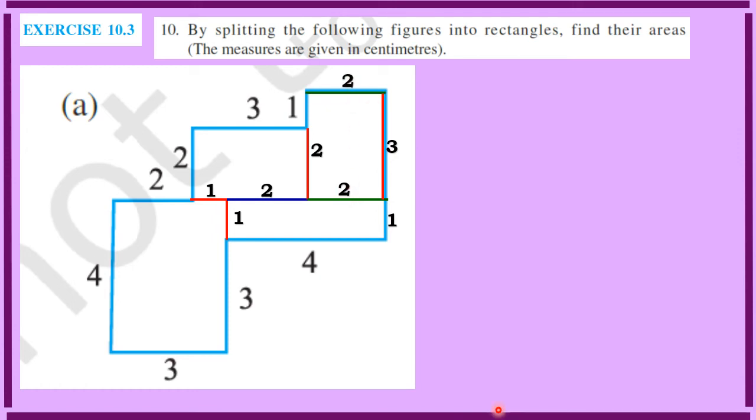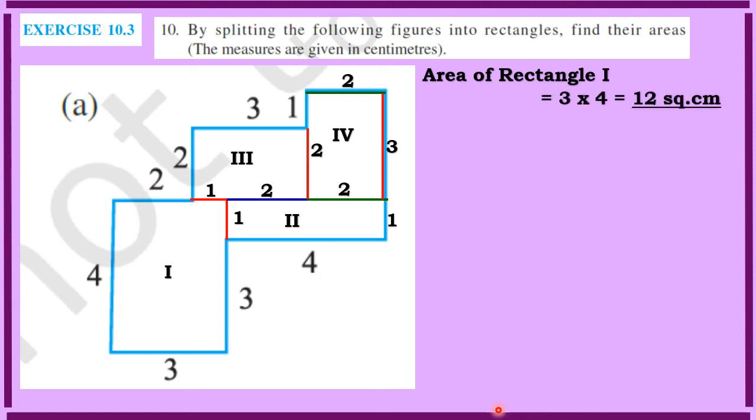Okay. Now how many rectangles are there? 1, 2, 3, 4. Now we will find the area of each of the rectangles. So area of rectangle 1, 3 into 4, 12 square centimeter, because 3 into 4. Is it clear? Now, area of rectangle 2, 4 and 1. So 4 into 1, 4 square centimeter.